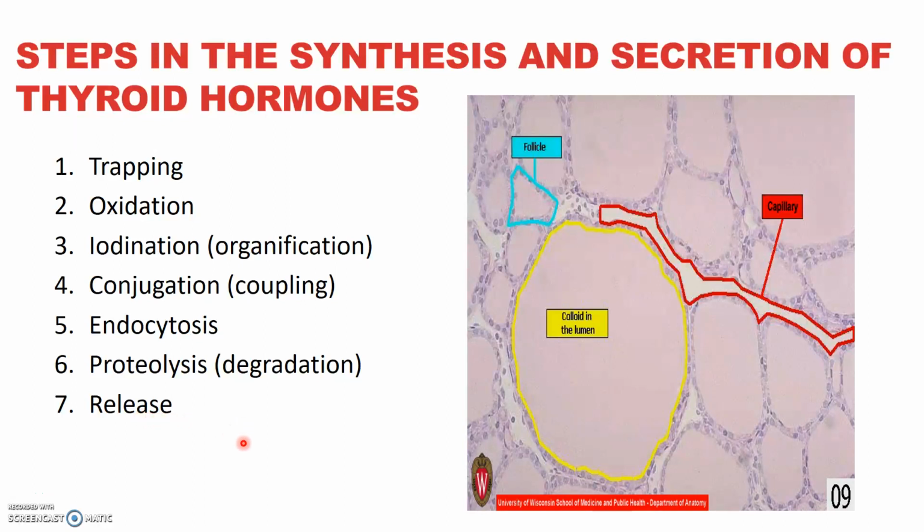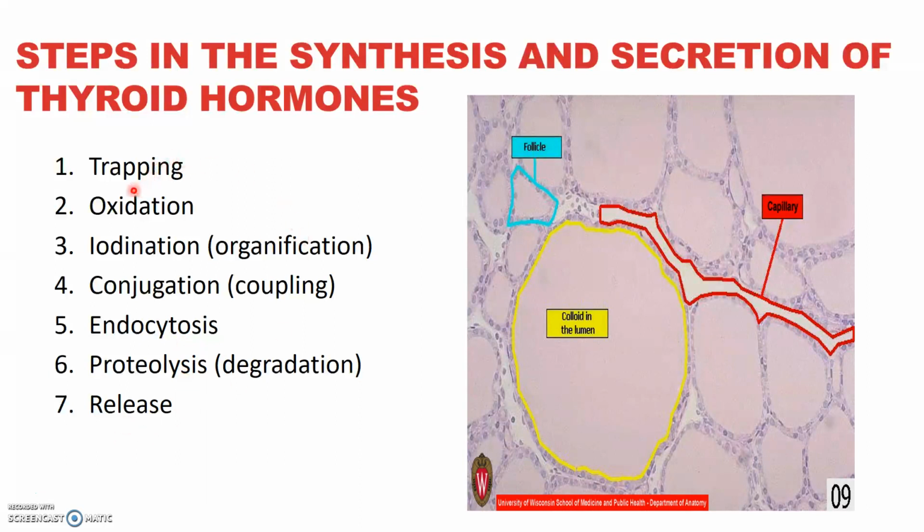Hey guys, so today I'll be talking about the synthesis as well as the secretion of thyroid hormones. There are 7 steps in the synthesis and secretion of thyroid hormones. The first one is trapping, then oxidation, iodination, conjugation, endocytosis, proteolysis, as well as release.